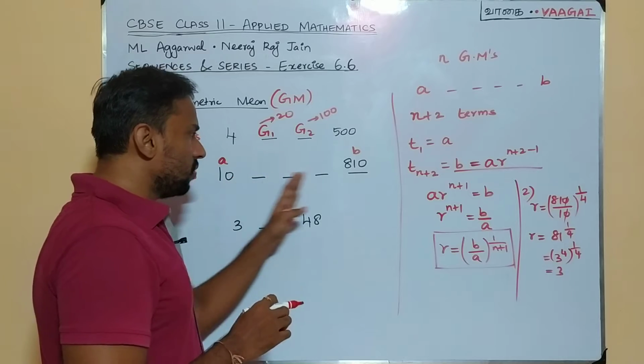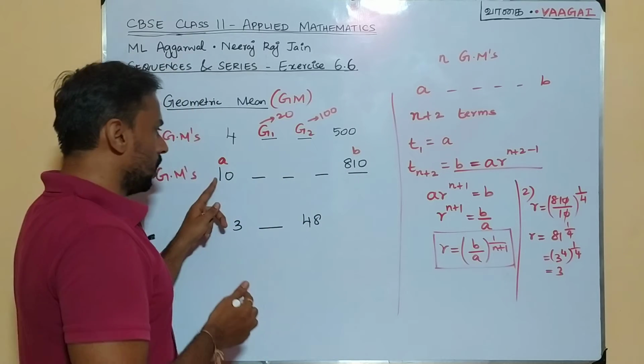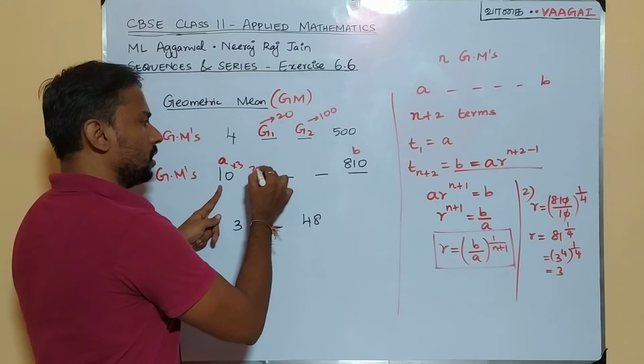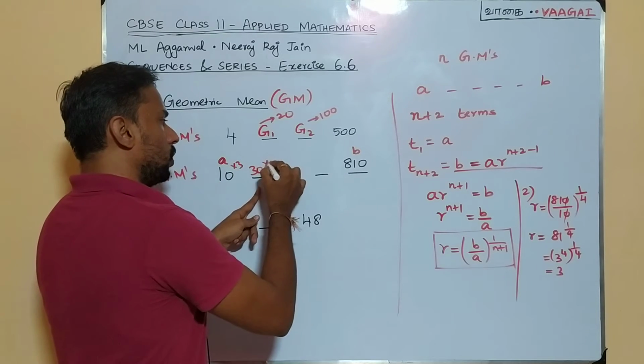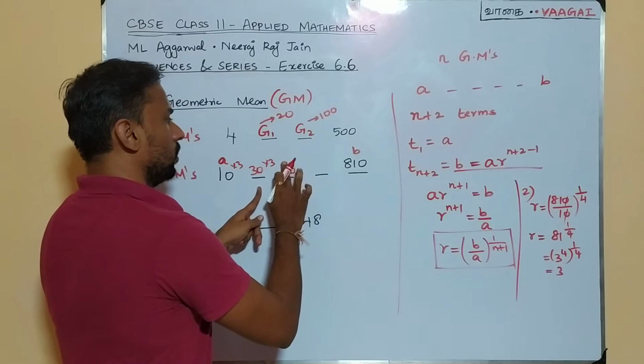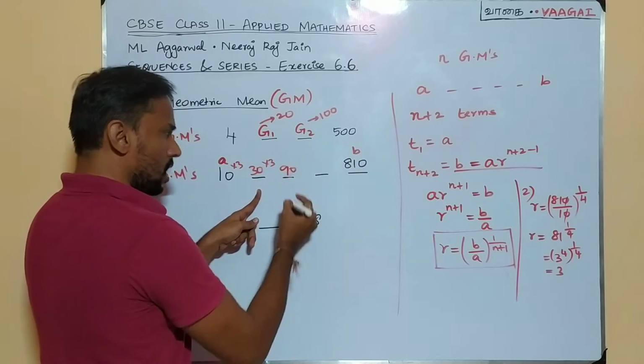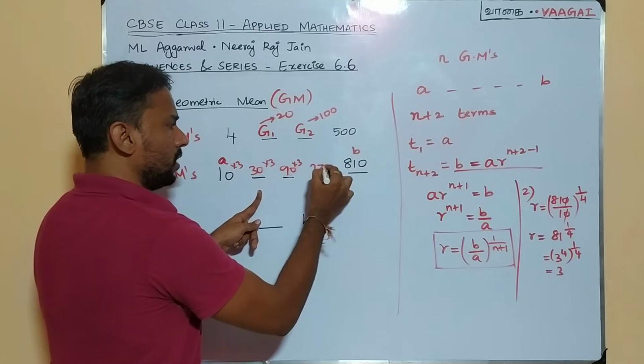Now we can easily find each of these numbers. How we can find the numbers? First number is 10, right? First term is 10. 10 3s are 30. This is my first mean. 30 into 3, this will be 90. Again, 90 into 3 will be 270.